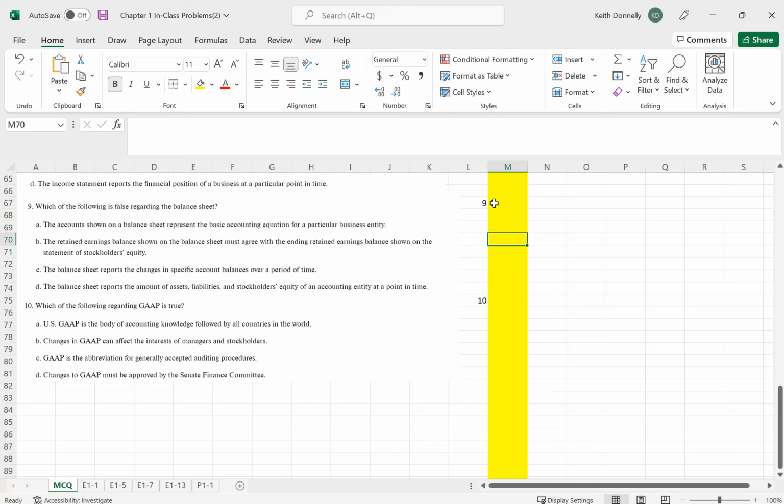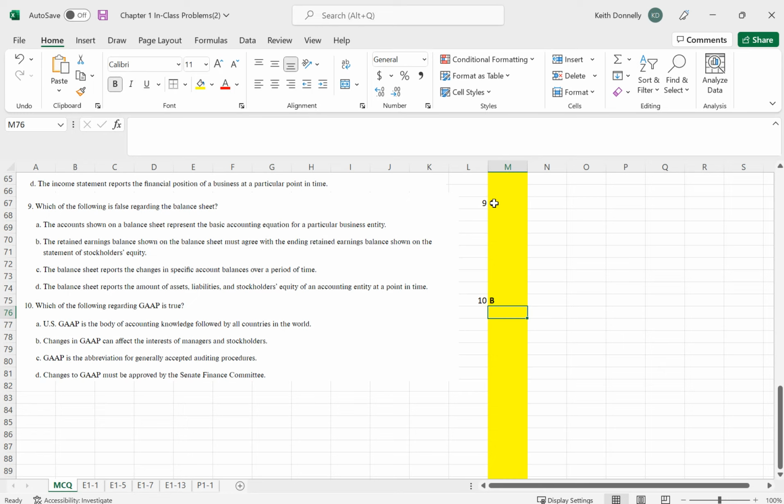Finally here, 10, it says, which of the following regarding GAAP is true? This one's going to be B. Changes in GAAP can affect the interests of managers and stockholders. So, hey, if they start playing around with the accounting rules, stockholders and managers, they're going to care. It's going to affect them. If that's true, let's talk about the other ones, why they're false, right?